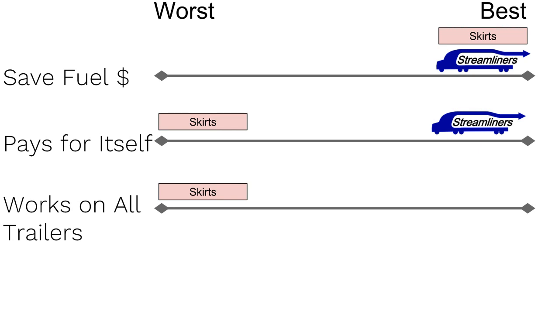And skirts only work on one kind of trailer, whereas it turns out Streamliners can work on any kind of trailer that you might have in your fleet. Wow. This puts Streamliners all the way on the right in all these things that really matter to their customers. So when they go out and do their sales calls, they ask the customers, are these the 3 things that matter to you? They know the customer is going to say yes, and they're able to very clearly articulate how they are the superior option. That lets them win the business.